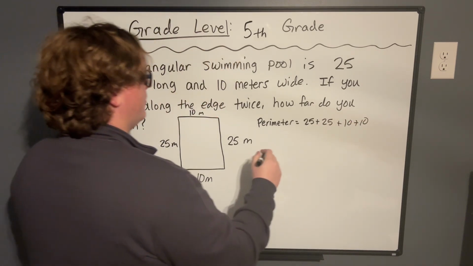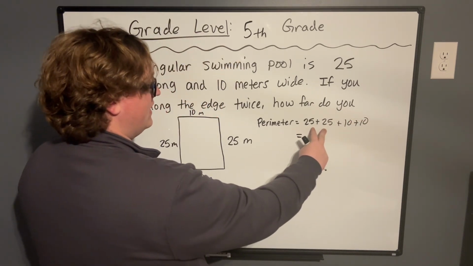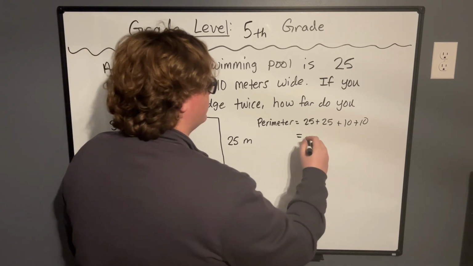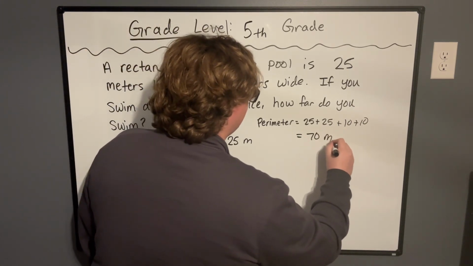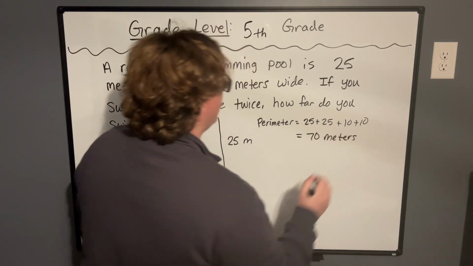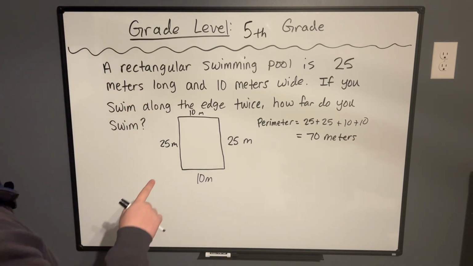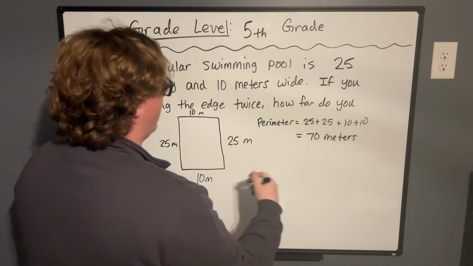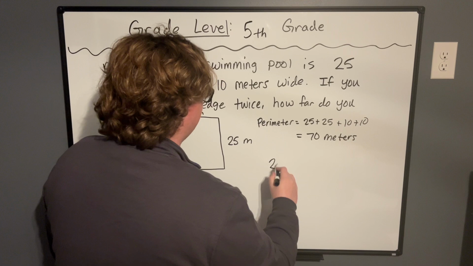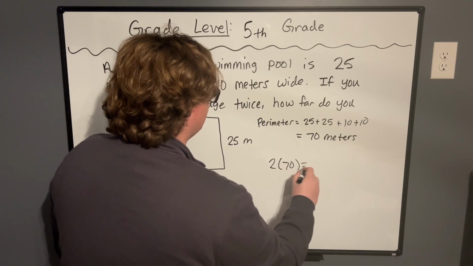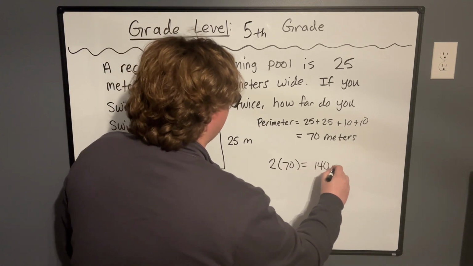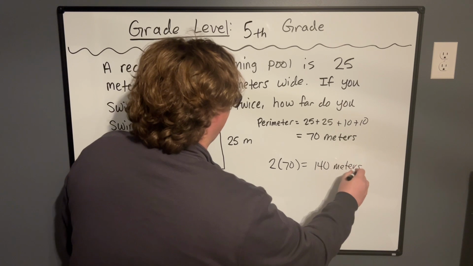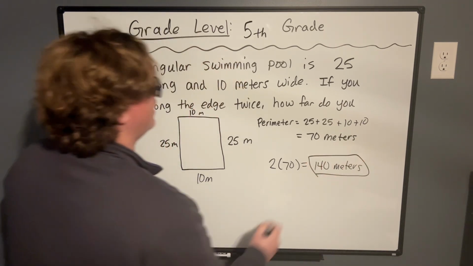So the total perimeter is equal to, this is 50 and this is 20. So 50 plus 20 is 70. So 70 meters is the perimeter. But remember, we swam along the edge twice. So our actual answer is 2 times 70, which is equal to 140 meters. And that will be what we box in as our final answer.